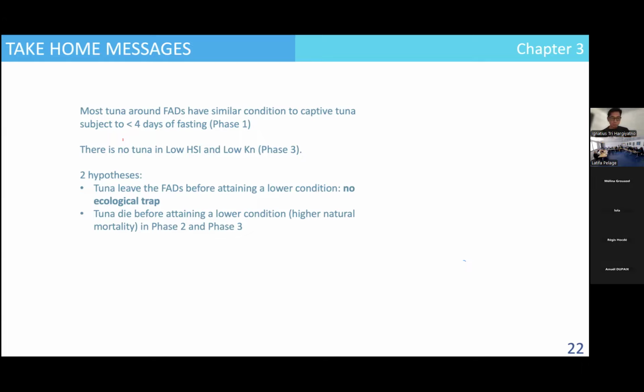And two hypotheses that I raise are: tuna leave the FADs before attaining the lower condition. It means we do not really support the ecological trap hypothesis. Or the worst case is that tuna die before attaining the lower condition, related to higher natural mortality in phase 2 or phase 3.